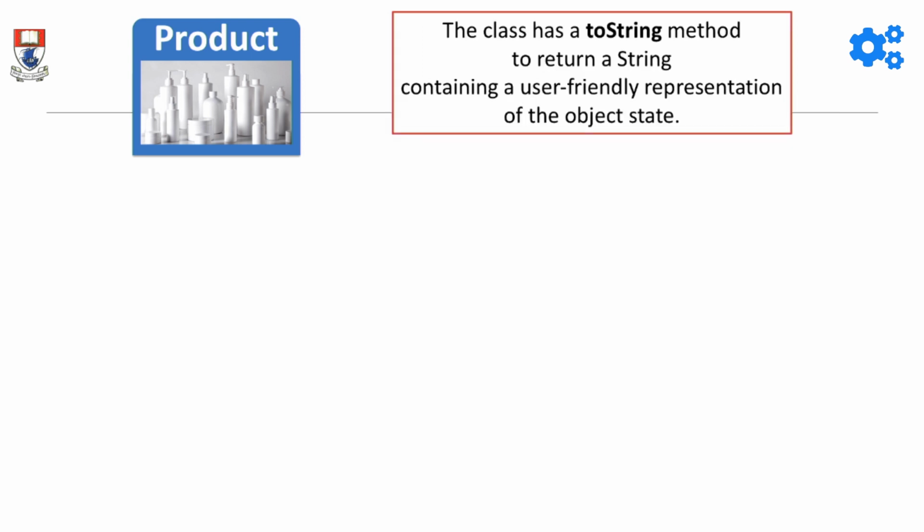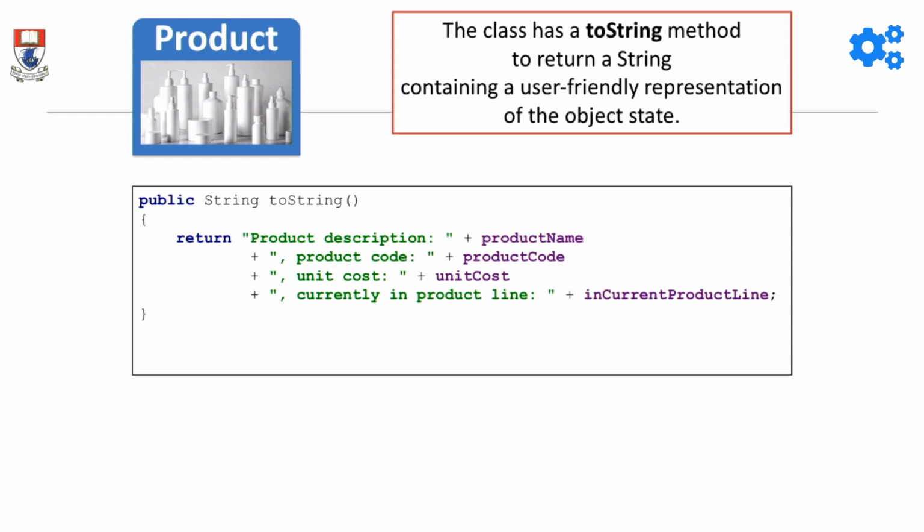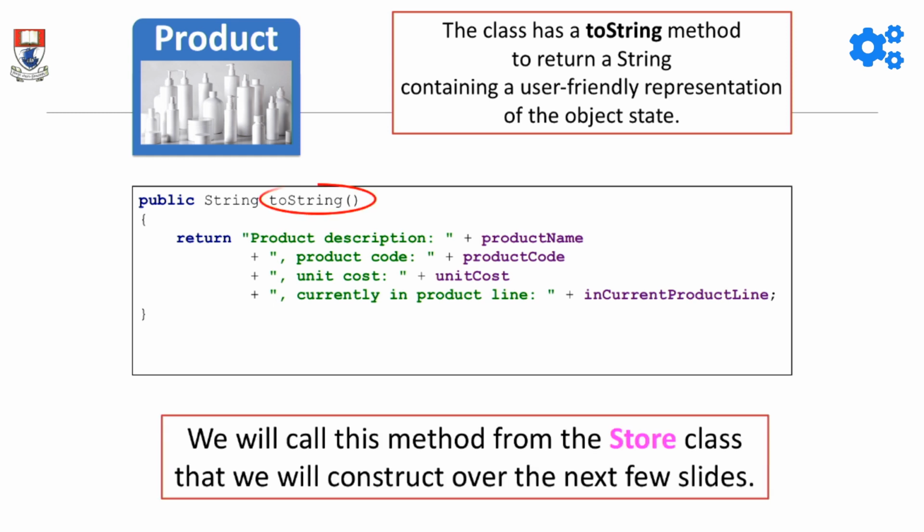And then the class has a toString method to return a string containing a user-friendly representation of the object state. So remember, there's no print line in this. It's just building a big long string. And this is the toString method. We call this method from the store class that we will construct over the next few slides.